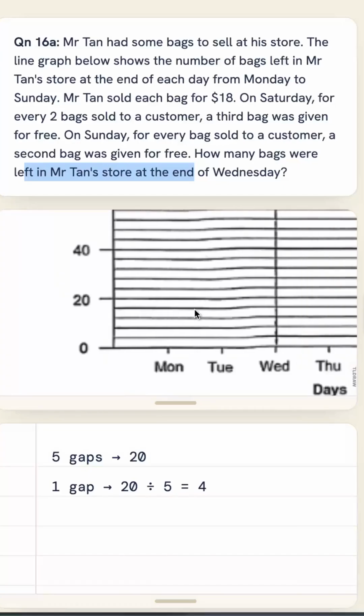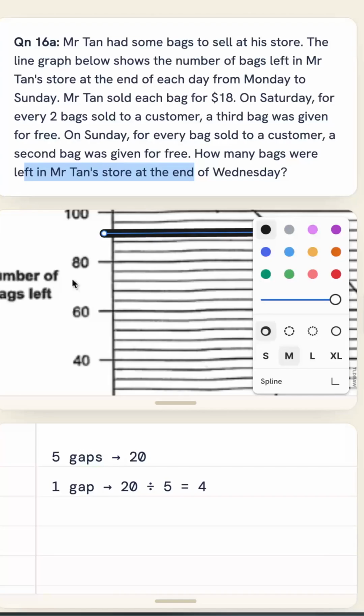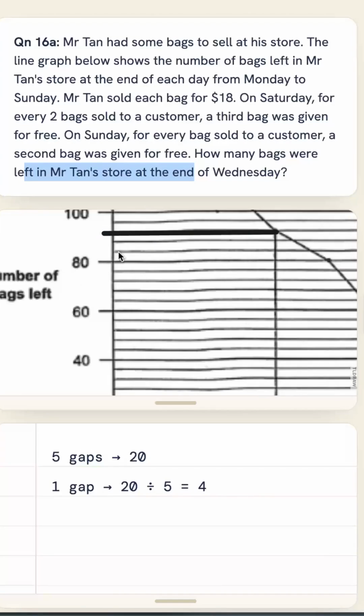So we want to know how many bags were left in Mr. Tan's store at the end of Wednesday. So Wednesday over here, if we look at the line, it will just be 1, 2, 3. So 3 gaps. So Wednesday is basically 80 plus 3 gaps times 4. This will be 92 bags at the end of Wednesday.